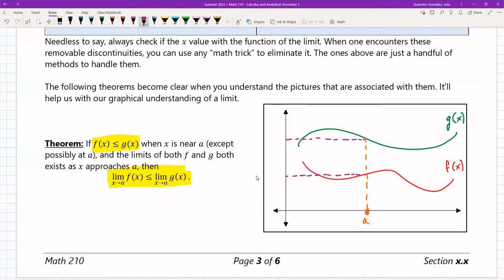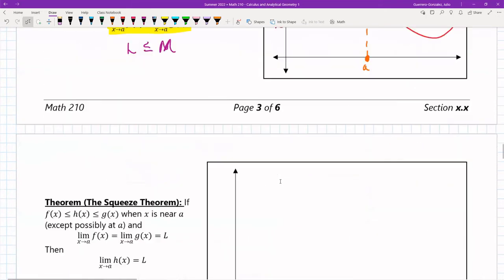So then if this is L and this is M, right? Then L should always be less than or equal to M. Simple as that, okay? Let's move on.